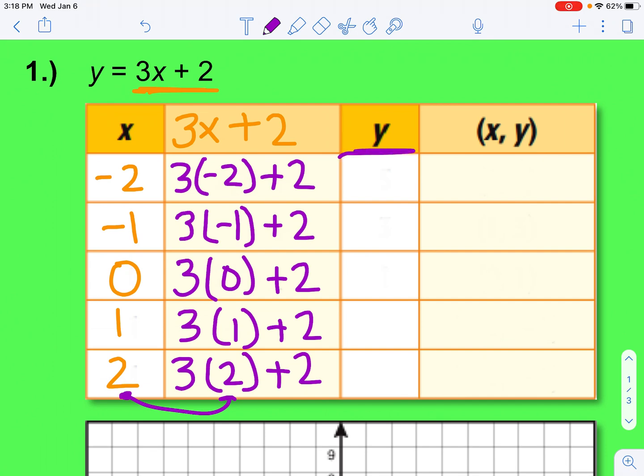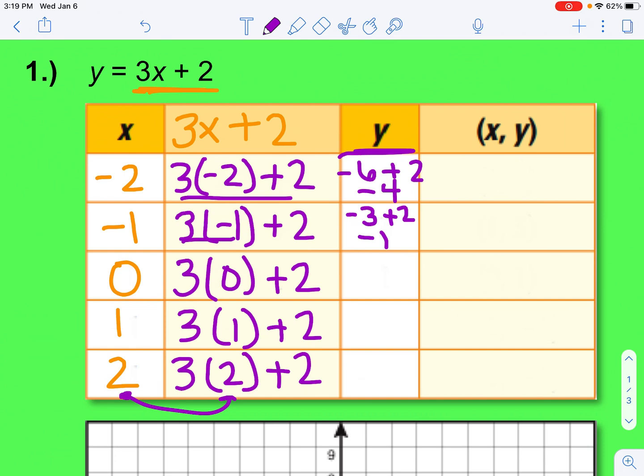Now our y value is when we solve it. So we need to solve 3 times negative 2 plus 2. Let's get started. 3 times negative 2 is negative 6. Negative 6 plus 2 gives us a negative 4. Now let's go on to the next one. 3 times negative 1 plus 2. Well, 3 times negative 1 is negative 3. Negative 3 plus 2 gives us a negative 1.